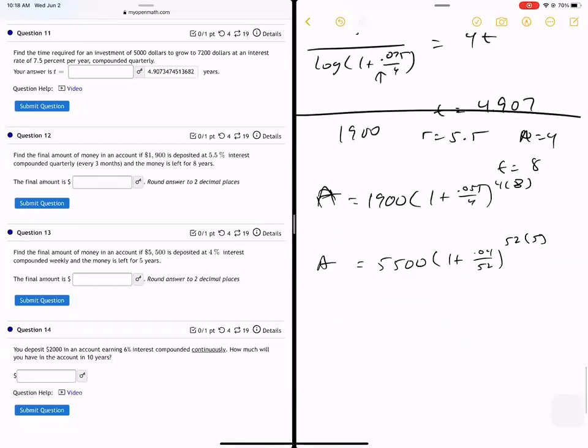We have an equation for continuous. If you're depositing $2,000 at a rate of 6% continuously, so e to the r, 0.06, and we're going to do it for how many years? 10 years. And that's our PERT model. Okay. Principal times e to the rate times time.